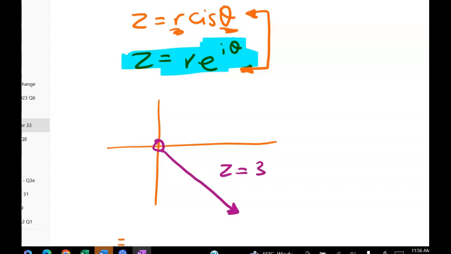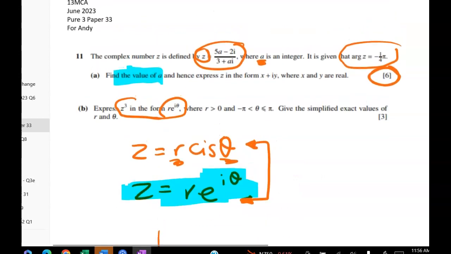For example, it might be 3 minus 3i, right? Or it might be 11 minus 11i, right? So if it's going to be on that ray, it has to have matching coefficients here, and it has to have a minus sign in it. So we're told that z is equal to this, and we have to work out what a is.